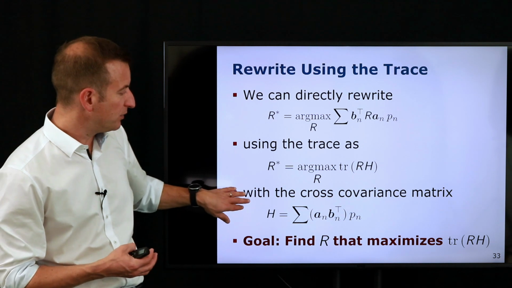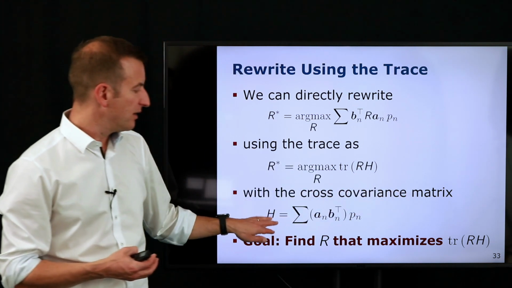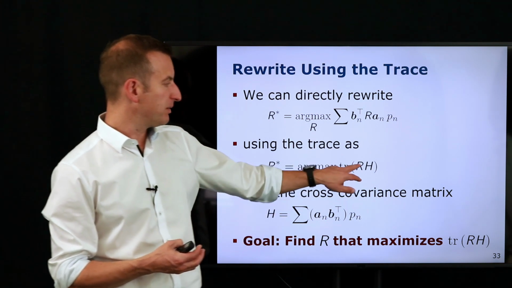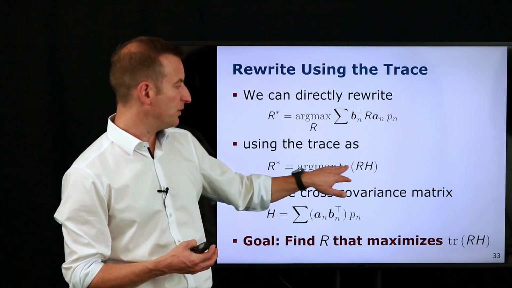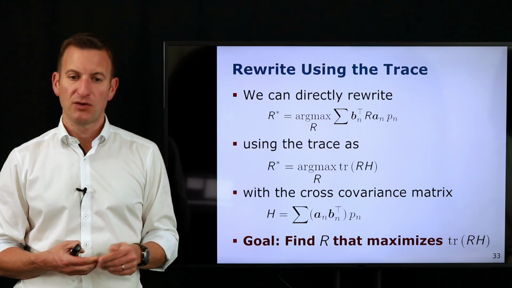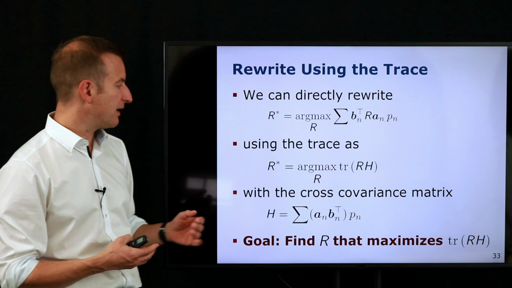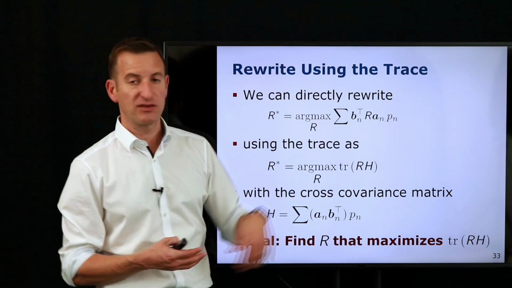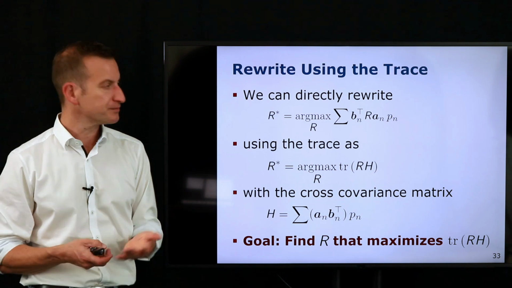So what we're doing is computing the cross-covariance matrix, and if I take this cross-covariance matrix H, multiply R from the left to H, and compute the trace, I have exactly the same expression over here. So I can try to find the R which maximizes this trace. That's what I want to do.